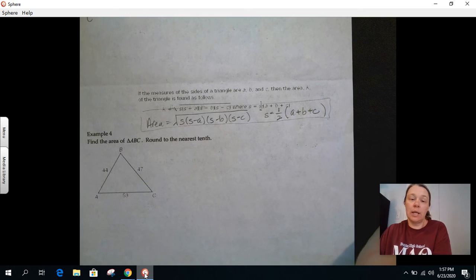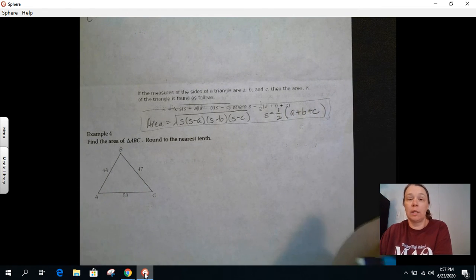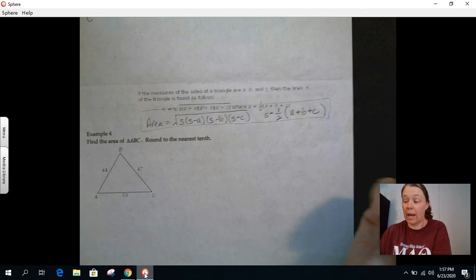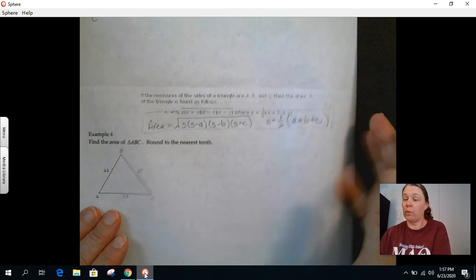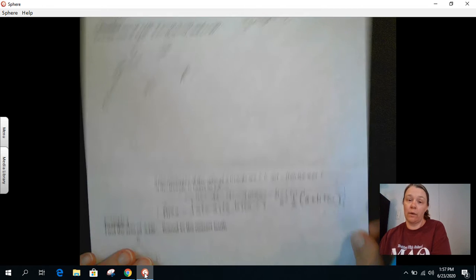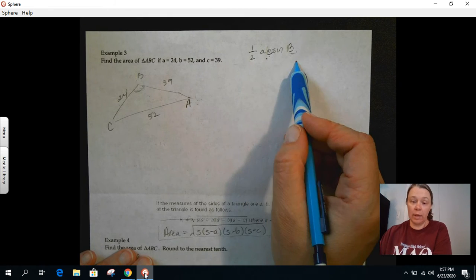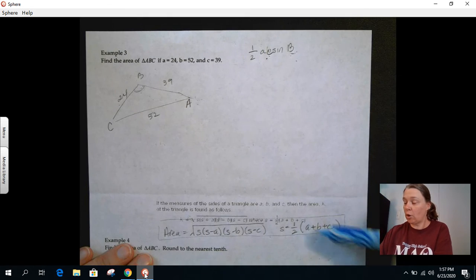Now, if I put on a test or quiz that you have to find the area of something and you're like, I can't keep two formulas in my head, I'd rather find all three sides and use this formula, or I would rather use law of sines or cosines and use this formula, then that is perfectly okay. I'm going to show this formula just to practice.